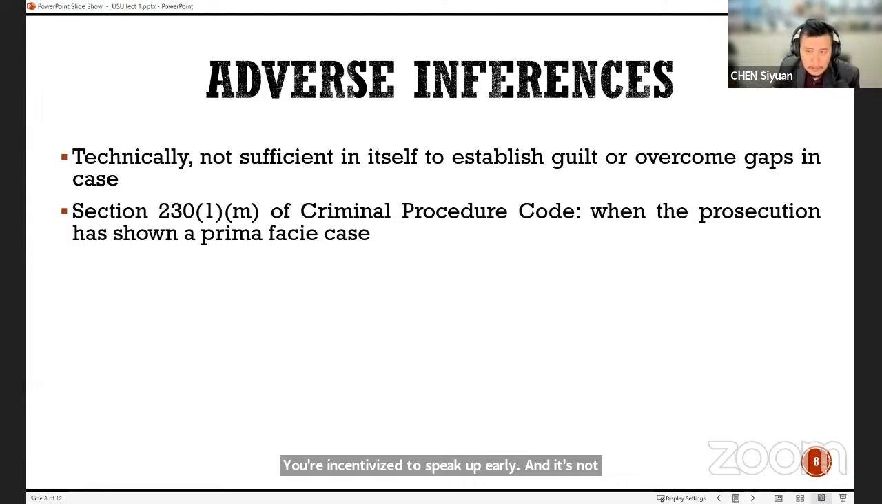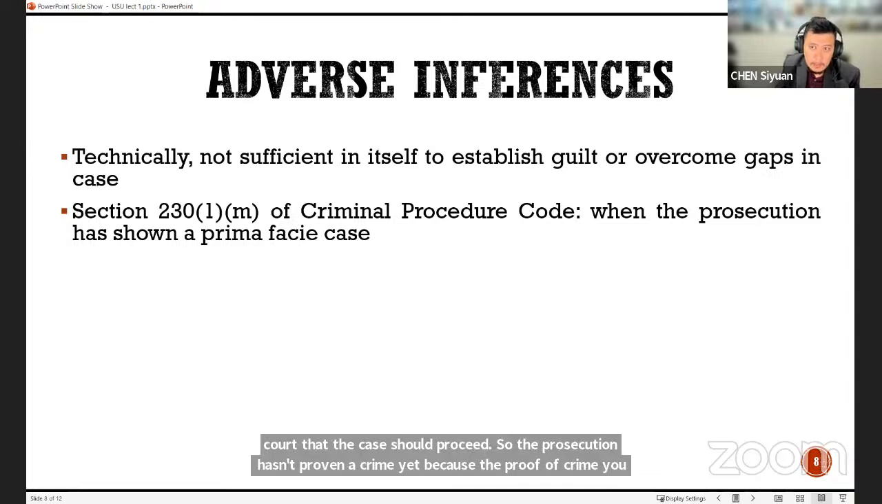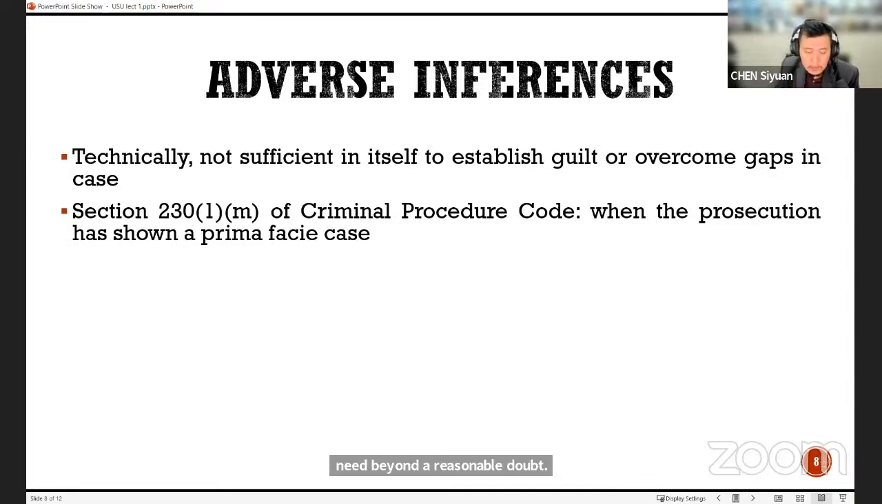And if the prosecution has shown that there is enough, though not yet beyond reasonable doubt, then the court is going to turn to the accused and say, okay, look, there's some evidence against you. Are you really going to keep quiet? Or are you going to take the stand and be cross-examined? And if you refuse to take the stand, there might be adverse inferences drawn against you later on.